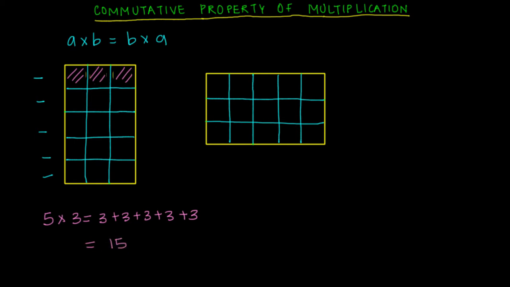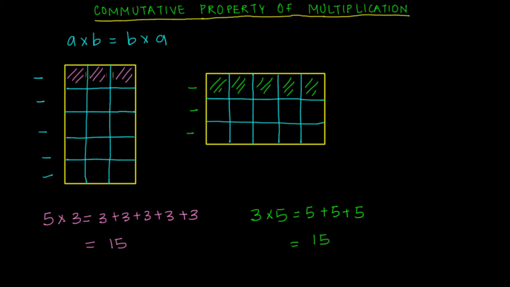Now in the second rectangle, there are 3 rows and each row has 5 squares in it. To find the number of squares in this rectangle, we have 3 rows and each row has 5 squares in it. So it's 5 taken 3 times. And that is really 5 plus 5 plus 5, and that is equal to 15.